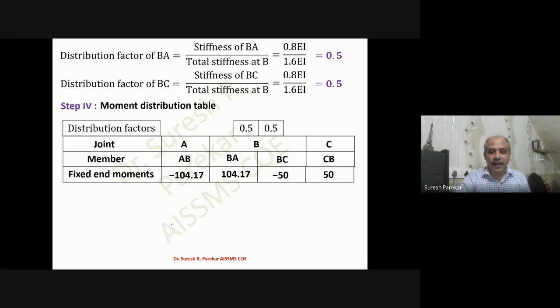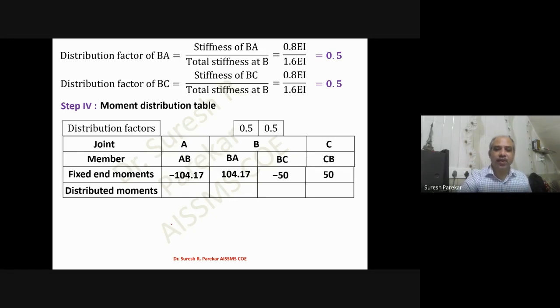Now we do not have any simple support, roller support, or overhang, so we need not release the support. So we have directly distributed moment. Why are we distributing? Because we know at joint B, my final moment MBA should be equal to MBC. For that, we have to distribute the moment till we get the value of MBA equal to MBC.